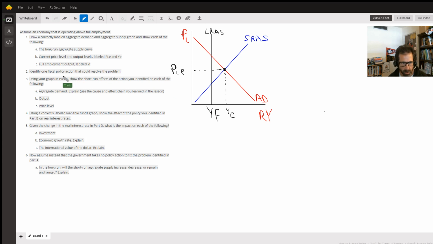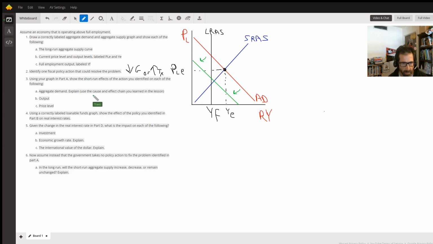Okay, identify one fiscal policy action that could reduce the problem. So we have higher inflation, so we want to decrease inflation. You have a choice. You can either say lower government spending or higher taxes, or both, either one. Using your graph in part A, show the short run effects. Okay, so either way, you're going to decrease aggregate demand over to the left. Hopefully, I didn't quite get there, but hopefully you get back to your long run aggregate supply.